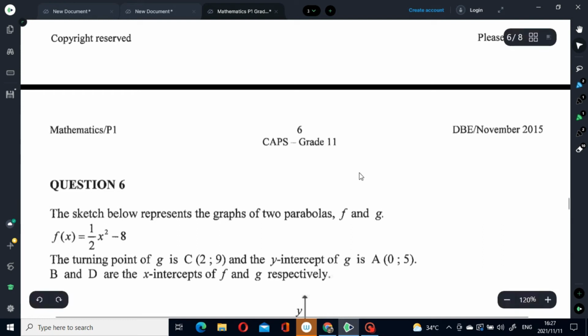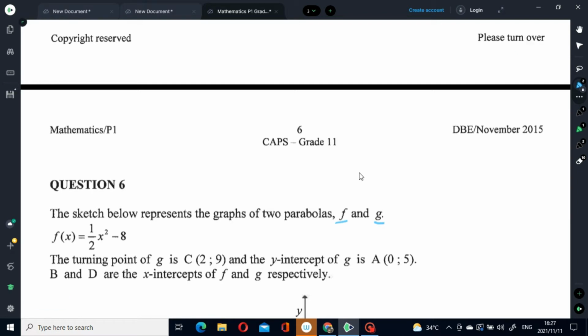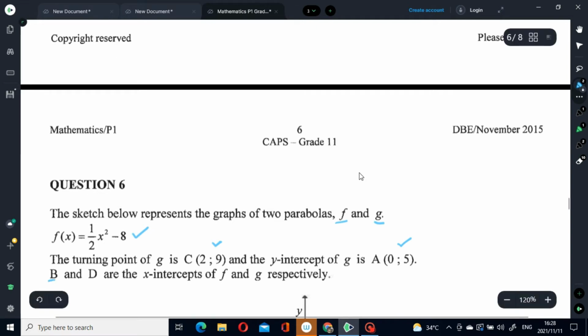Today we will be interpreting parabolas. Let's read question 6 together. The sketch below represents the graph of two parabolas f and g, where f of x is equal to half x squared minus 8. The turning point of g is C, which is (2; 9), and the y-intercept of g is A, (0; 5). Those are critical points, important.